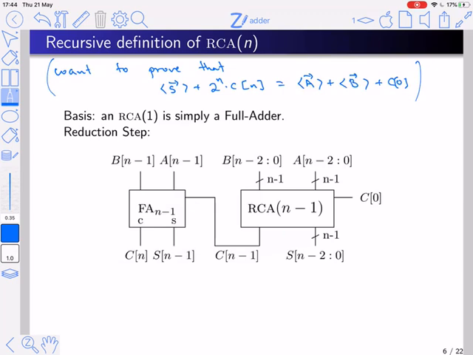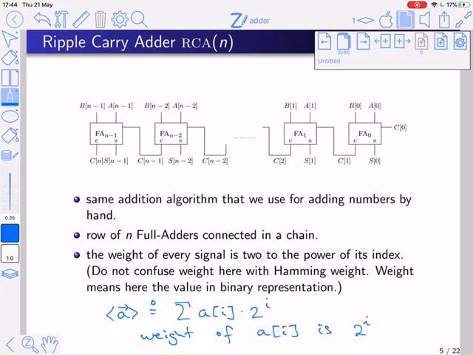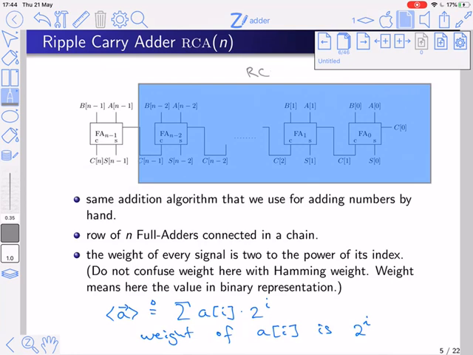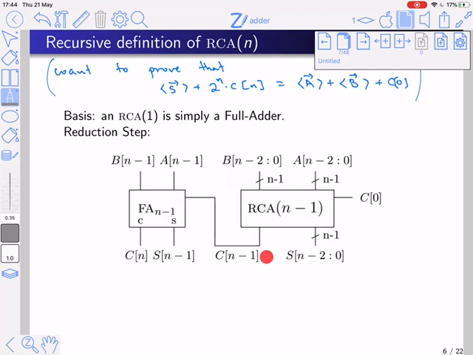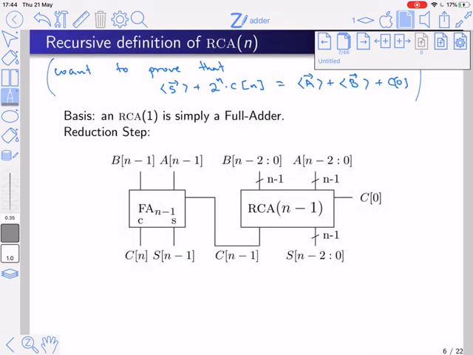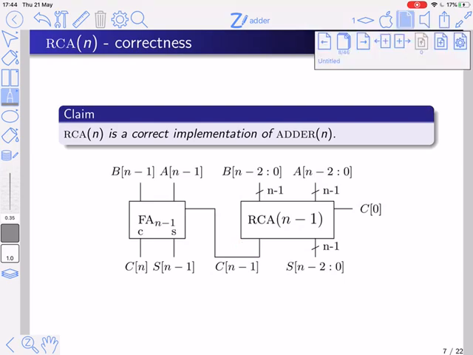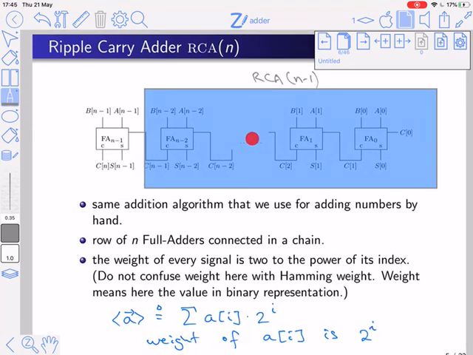So notice that when I open this recursion, I will get the same Ripple-carry adder that I have here in the depiction. So this part, just to make things clear, is in fact an RCA of n minus 1 bits, okay? And I cascade to it another full adder. So this is exactly the same reduction step that you see over here. I hope you see that this design and this design are the same one. And now we want to prove that it is correct. We want to prove that the RCA n is a correct implementation of adder n, and we will use this recursive definition rather than the definition in which we had these dots in the middle.